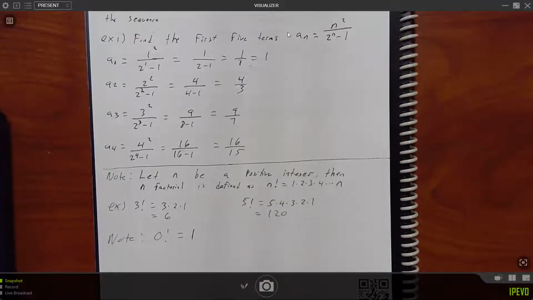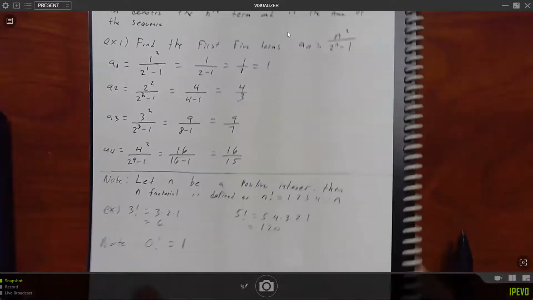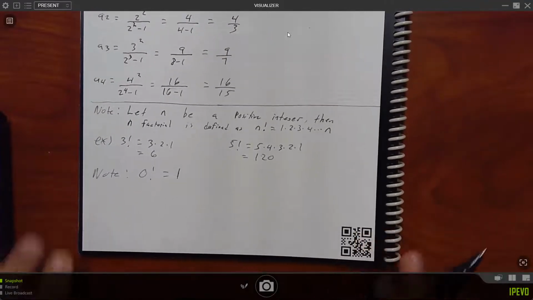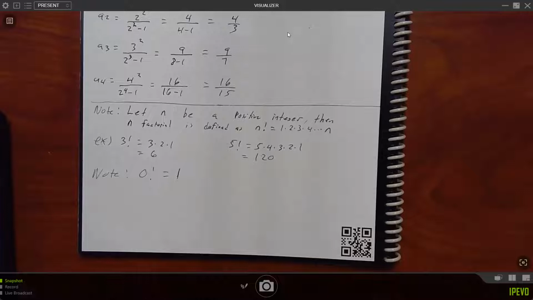All right, so let's move on. Let's do an example with factorials. Any questions on this so far? You guys cool on this page?